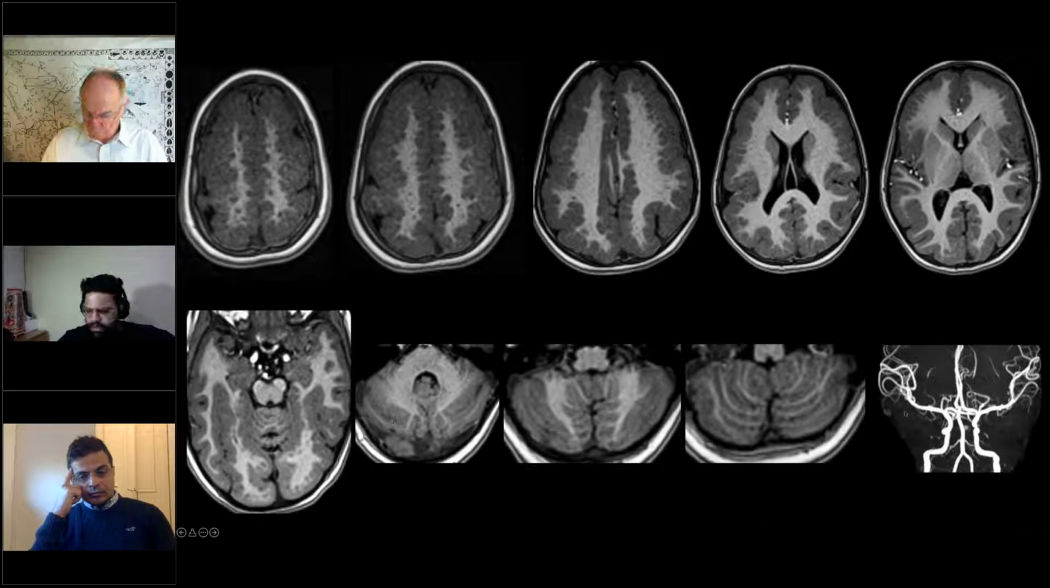I think one of the registrars should attempt the diagnosis and see what the differences are. The angio was normal. In the presence of the cerebellar cyst and brainstem hypoplasia, congenital muscular dystrophy should be thought of. Okay. Anything else?